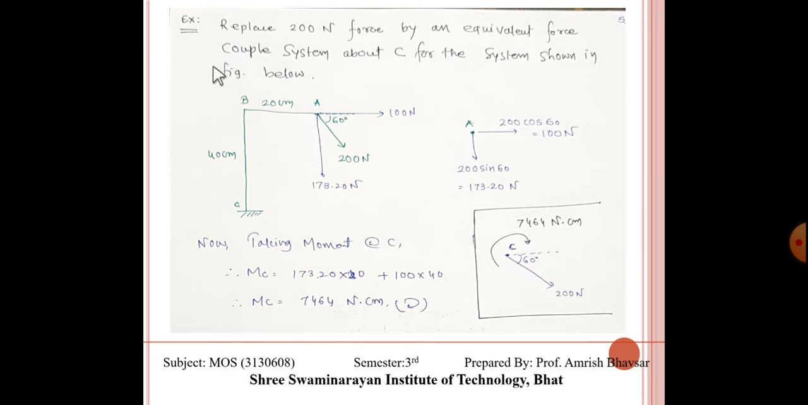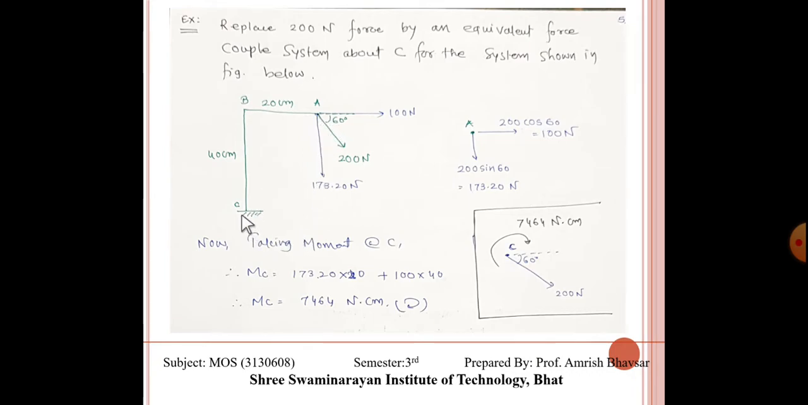Now another case: replace the 200 Newton force by an equivalent force couple system about point C for the system shown below. This is our force system, and here is an inclined force of 200 Newton at 60 degree with the horizontal. So first of all we have to convert this force into horizontal and vertical components. So we will get two components: in the x direction, 100 Newton, and in the y direction, 173.20 Newton.